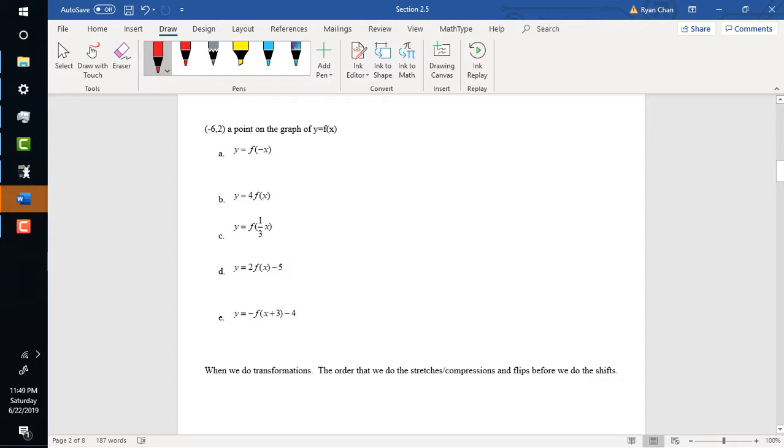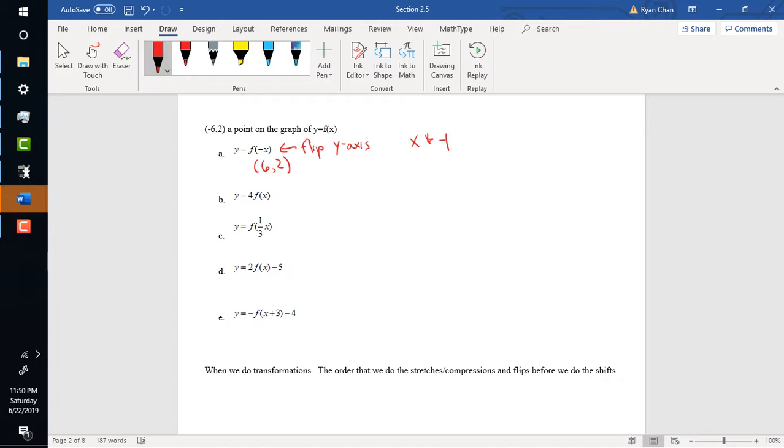So let's take a look at this one. I have negative 6 comma 2. So we want to understand what operation we're doing. For example, this one, we are flipping across the y-axis. So what does that mean? That means my x is changing signs, or I'm multiplying by negative 1. So this becomes 6 comma 2.